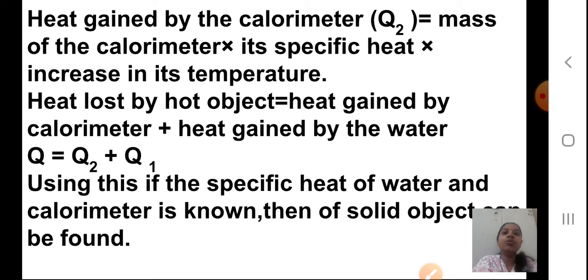So what you are going to do? You are going to correlate. Q was the heat lost by the hot object, and Q2 and Q1 are the heat gained. So what we have done? We can make an equation and solve it, using this principle of calorimetry. Students, did you understand this? If the specific heat of water and calorimeter is known to you, you can find that of the solid object. Clear? This was the last topic, measurement of the specific heat using the mixing method.